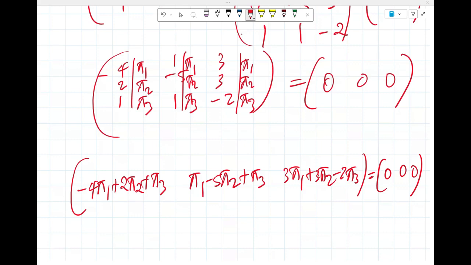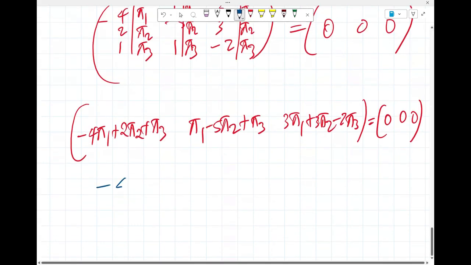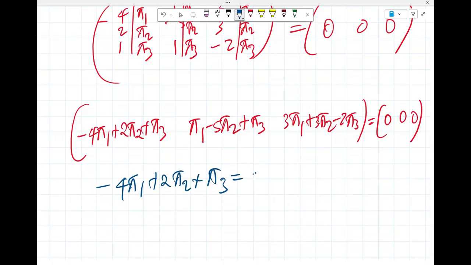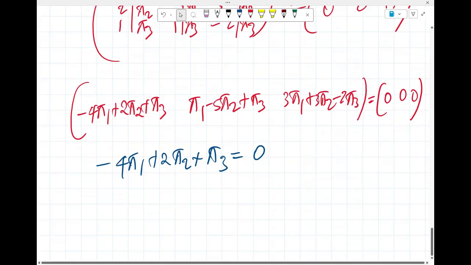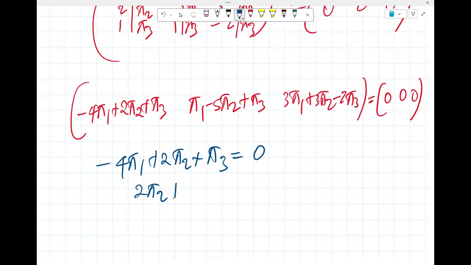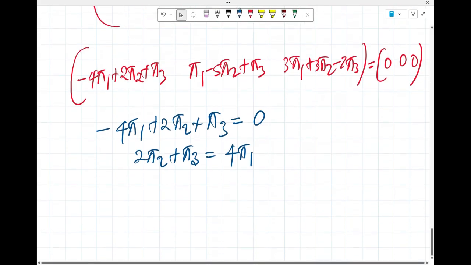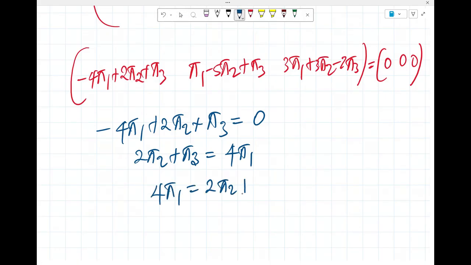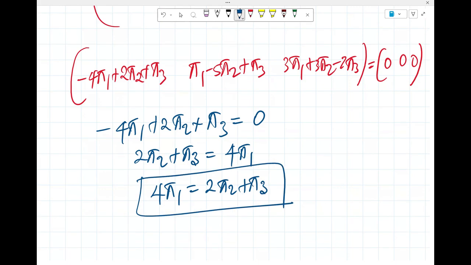So here you can say that minus 4 pi 1 plus 2 pi 2 plus pi 3 is equal to 0. So we can actually say 2 pi 2 plus pi 3 equals 4 pi 1. So 4 pi 1 is equal to 2 pi 2 plus pi 3. So we have that first.